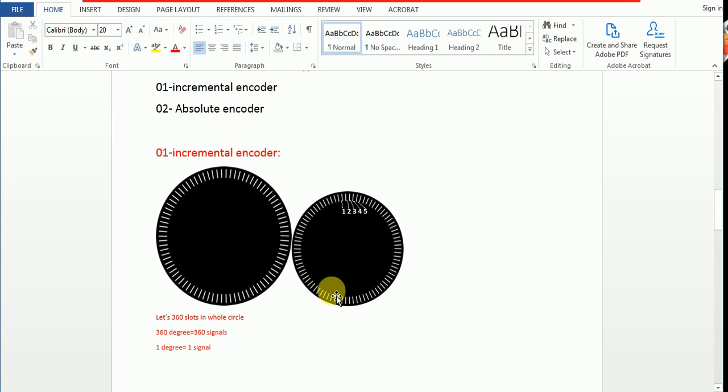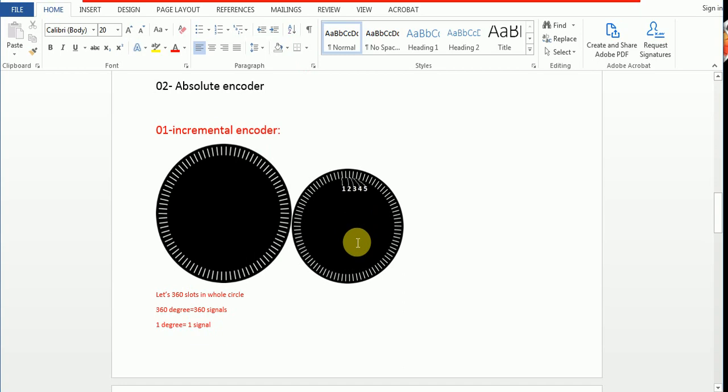Let's take an example. There are a total of 360 slots. We know every circle has a 360 degree angle, so 360 degrees equals 360 signals, and 1 degree equals 1 signal. So the PLC will read at this position 1 angle, 2 angle, 3, 4, 5, 6, 7, 8, 9, up to 360 lines. This is the incremental encoder.